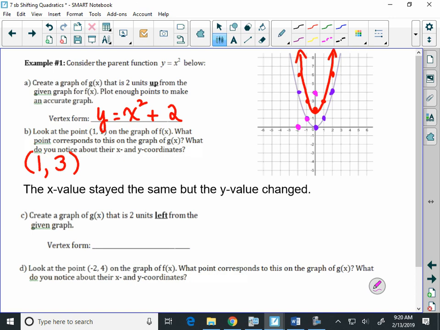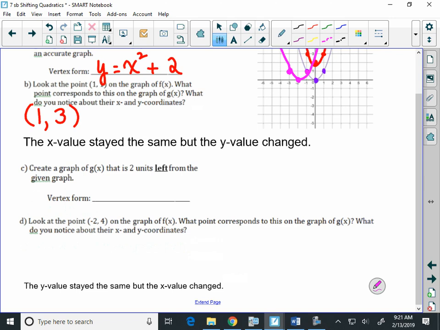(-1, 1) was a point. We're moving it 2 spaces to the left, and now it goes here. And (-2, 4) is going to go 2 spaces to the left. And now we have a new quadratic. And if you took the time to do the Desmos activity yesterday, you maybe have some idea of what the equation is here. It's y equals (x plus 2) quantity squared.